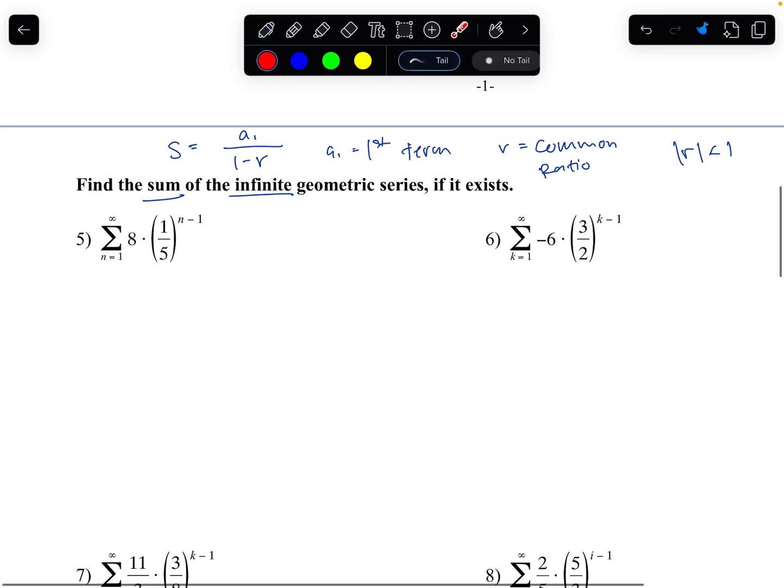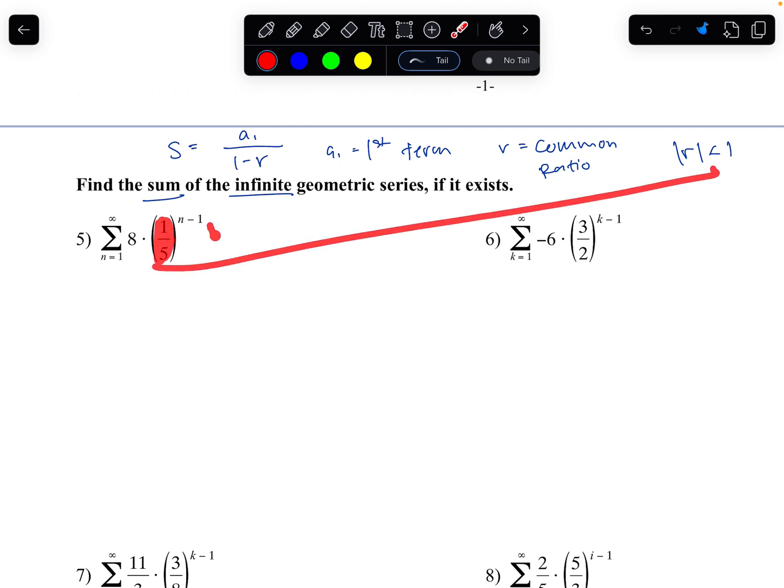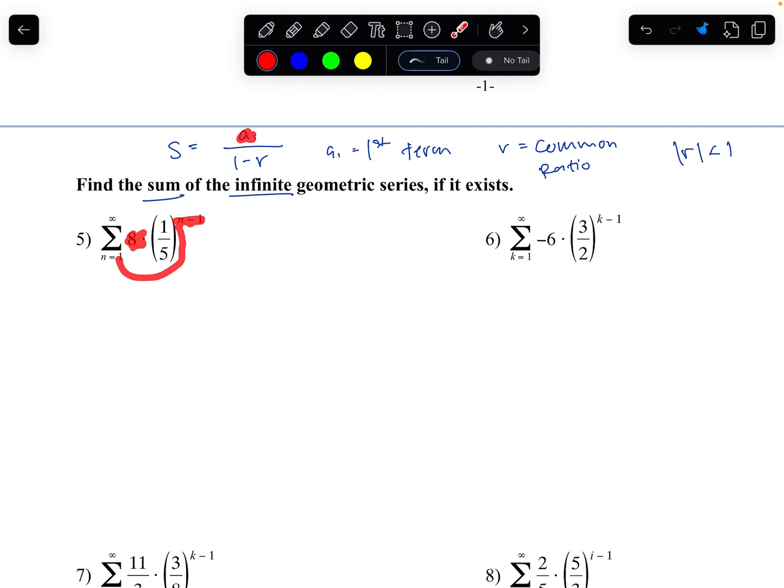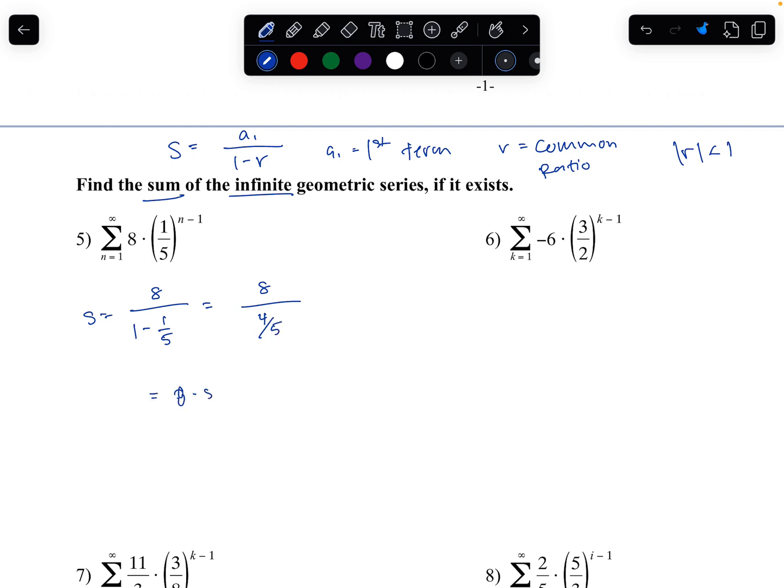So looking here, you can see that the absolute value of r, which is 1/5, is less than 1, so we're good. The first term would be 8. I can tell because if I plugged in 1, I'm going to get 0, and anything to the 0 power is 1. So the sum is going to be equal to 8 over 1 minus 1/5. That would be equal to 8 over 4/5, which would be equal to 8 times 5/4. And that would be equal to 10.